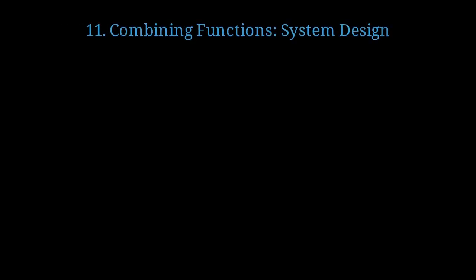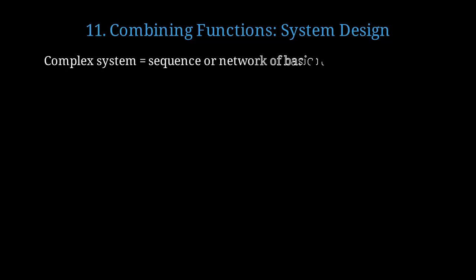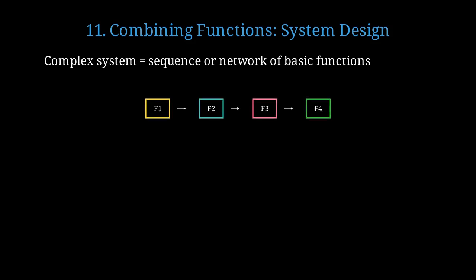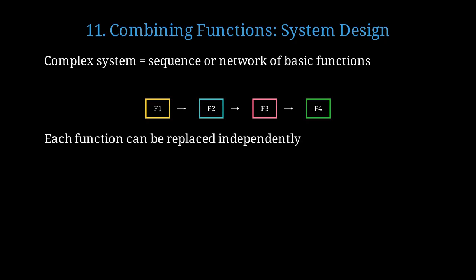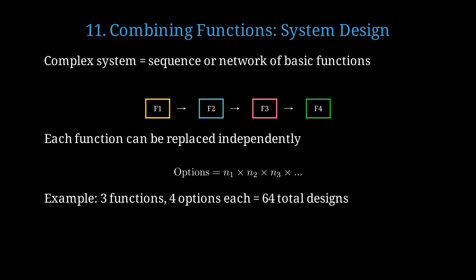Real systems combine multiple functions, creating rich possibilities for innovation. A complex system is essentially a sequence or network of basic functions connected together. Functions chain together in sequence, with the output of one becoming the input to the next. The power of this approach is that each function can be replaced with alternative physics independently of the others. If each function has multiple physical implementations, the total design space grows multiplicatively. With just 3 functions and 4 options for each, we already have 64 possible system designs to consider.